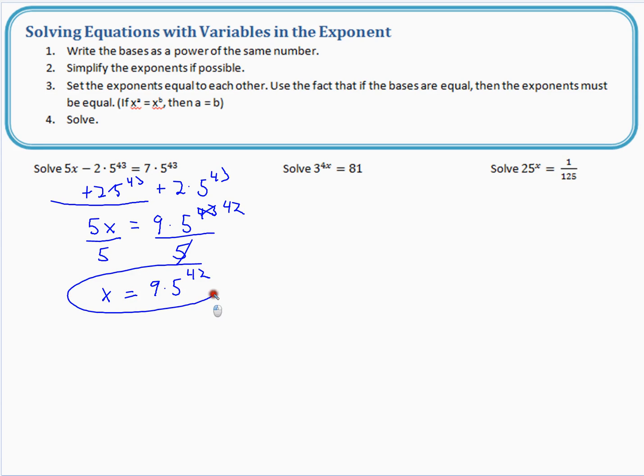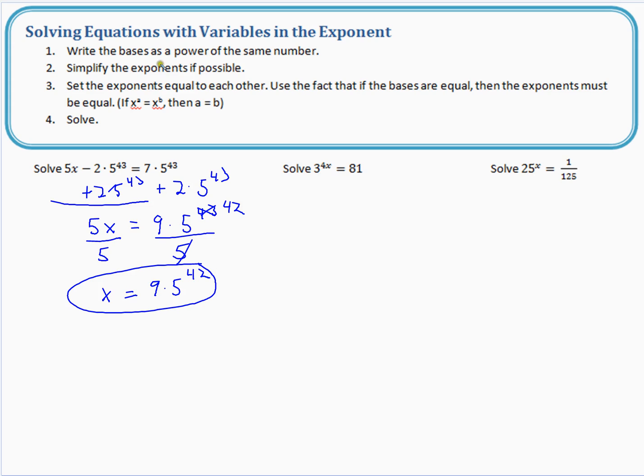So that's solved really like a regular linear equation, and that's what it is. It's just that we have very large numbers. These next two are the ones that we're working with here because these are equations with variables in the exponent. And notice both of these examples have variables in the exponent.